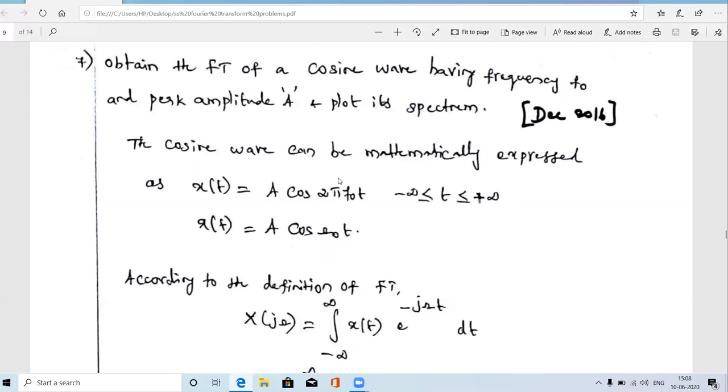And this 2 pi f naught can be written as the multiplication of 2 pi into f naught, which is omega naught. So this expression can also be written as A cos omega naught t. Either A cos 2 pi f naught t, or instead of 2 pi f naught we can put omega naught. The question is that we have to find the Fourier transform.